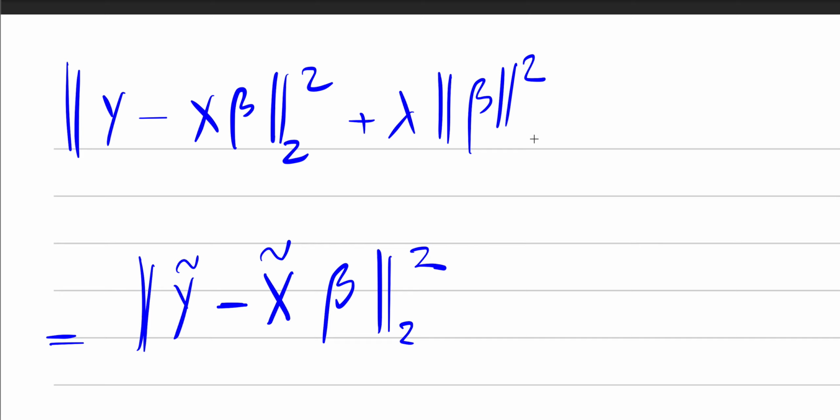Now that's interesting because essentially the ridge regularization cost function is the cost function of multiple linear regression, or least squares, for the transformed design matrix or feature matrix, and a transformed response. I mean, it's not really transformed, but yeah, it is something different.